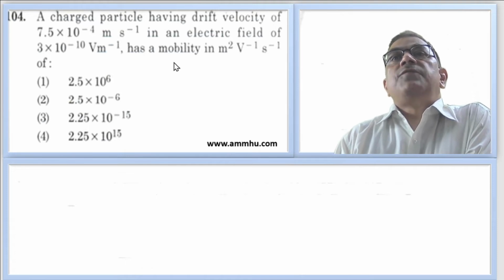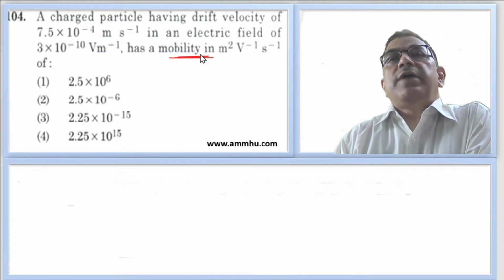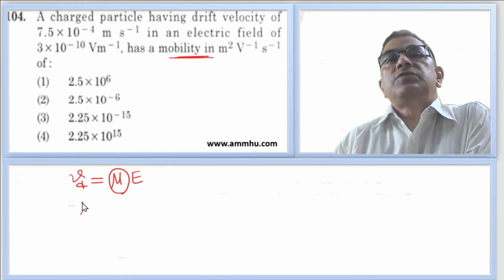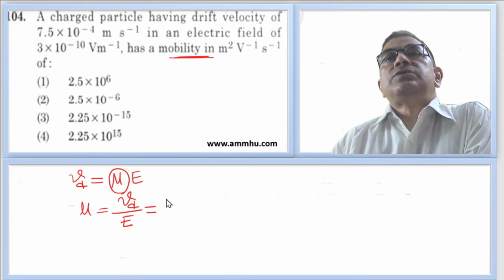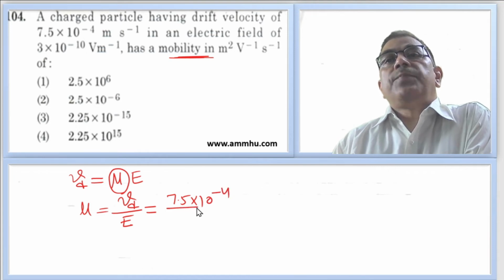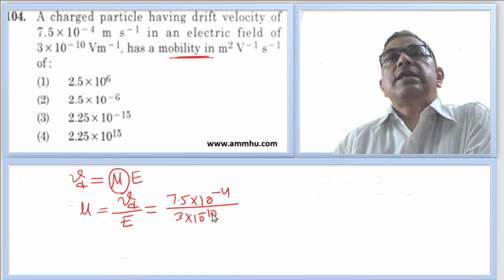Now next, we have been asked to find mobility. Is that right? And we know that drift velocity is directly proportional to electric field, and the constant of proportionality is called the mobility. Is it right? Mobility is drift velocity per unit electric field. Let's substitute the values. The drift velocity happens to be 7.5 times 10 to the power minus 4 upon 3 times 10 to the power minus 10.